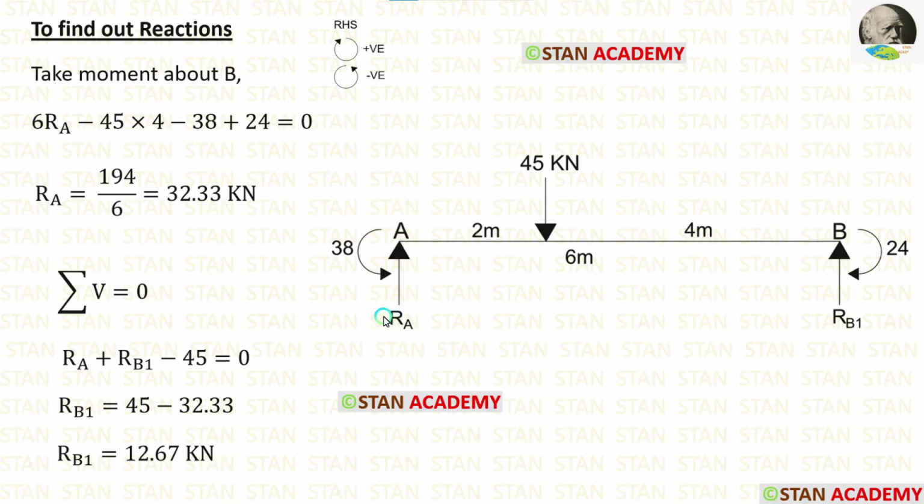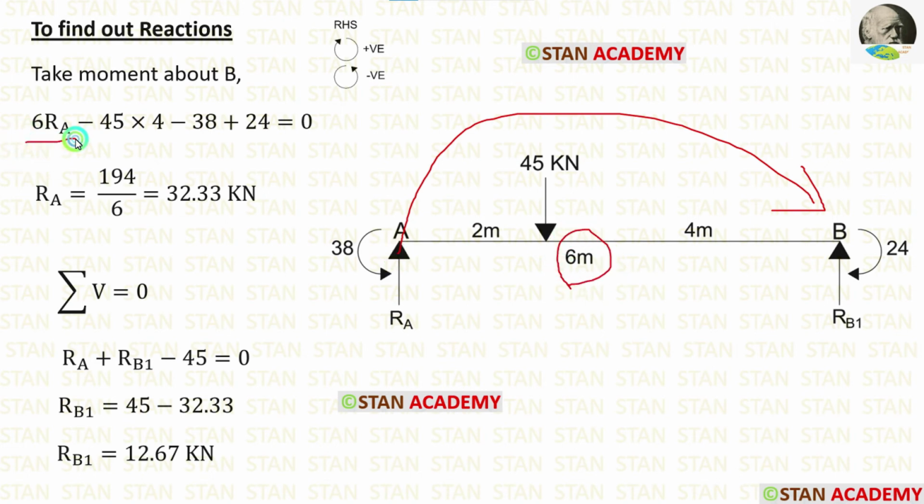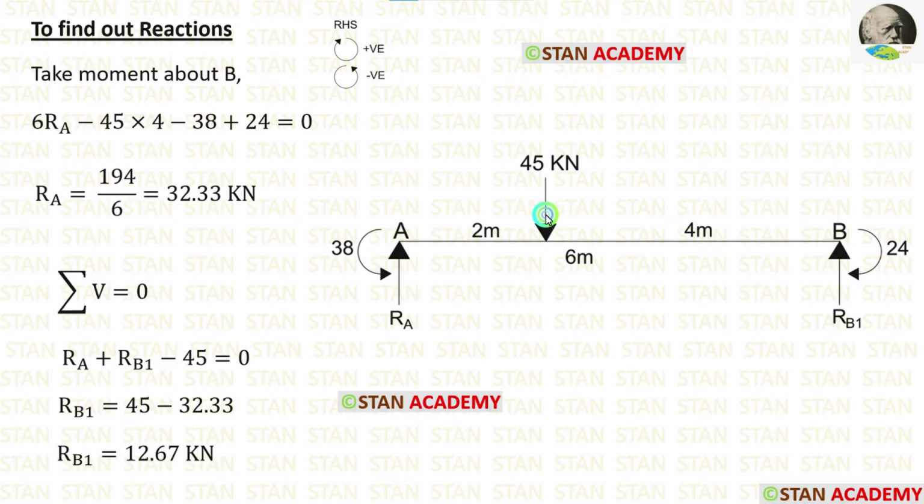In this span, first I am going to calculate the reaction RA. For that, I am going to take moment about B. In this case, I am moving towards the right hand side. Clockwise will be positive, anti-clockwise will be negative. RA is acting towards the point B in the clockwise direction, so it will be positive, and the distance is 6, so 6 RA. The point load 45 kN is acting towards the point B in the anti-clockwise direction, so it will be negative, and the distance is 4 meter, so minus 45 into 4. This moment is acting in the anti-clockwise direction, so it will be negative, and this moment is acting in the clockwise direction, so it will be positive. Finally, we are getting RA, which is equal to 32.33 kN.